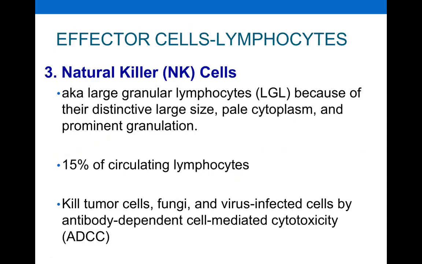Okay, after that, the third effector cells under the lymphocytes are the natural killer cells or the NK cells. They are also known as large granular lymphocytes or LGL because of their distinctive large size, pale cytoplasm, and prominent granulation. They are 15% of the circulating lymphocytes, just the same as your B lymphocytes. What do they do? They kill tumor cells, fungi, and virus-infected cells by the so-called antibody-dependent cell-mediated cytotoxicity. This is very unique to these natural killer cells.